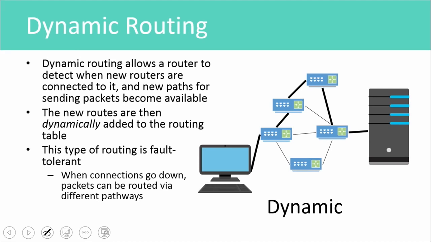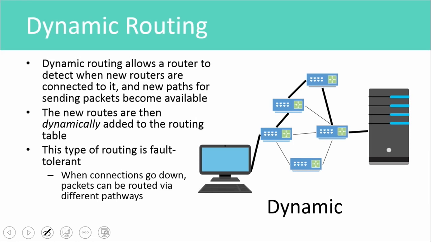Dynamic routes. Routes change, right? Dynamic routing allows a router to detect when brand new routers are connected. And this means that the new pathways are available for sending packets. And so routes are then added to the routing table dynamically, right? So they're just automatically updated. That's what dynamic means, right?